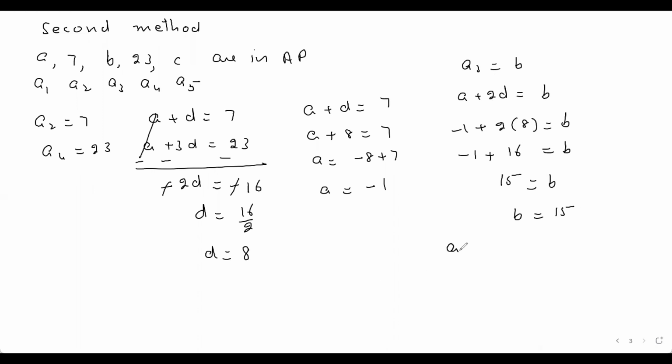Now A5 is given C. It means A plus 4D is equal to C. Value of A is minus 1 and value of D is 8 is equal to C. So when you solve this, C will come out to be 31. So these are the values of A, B, and C. So A is -1, B is 15, C is 31.